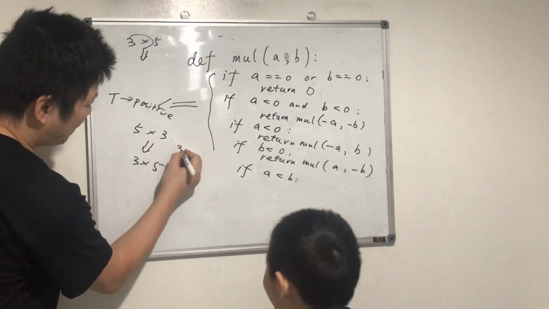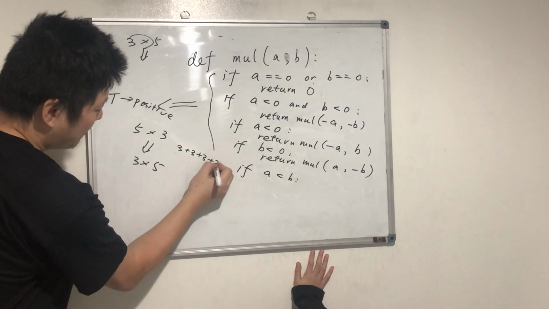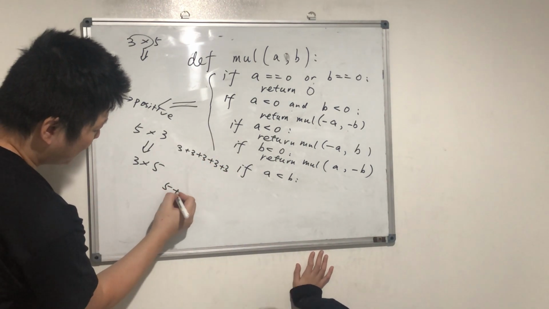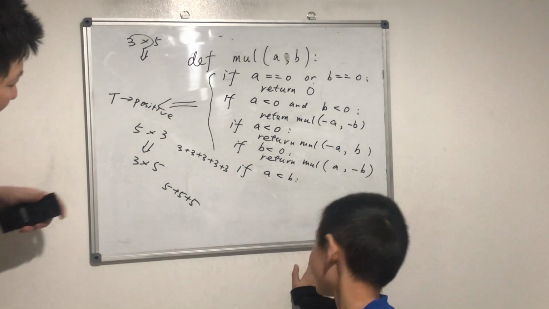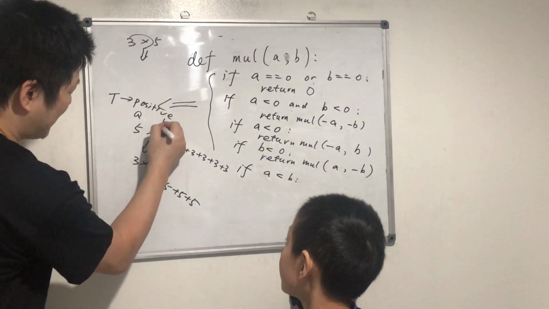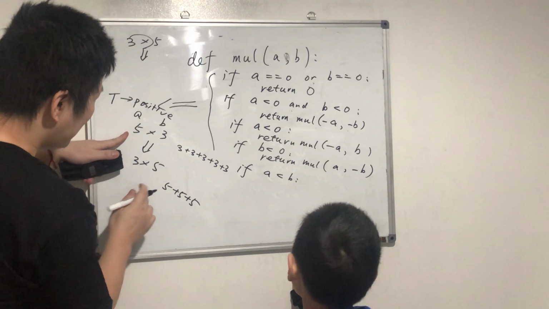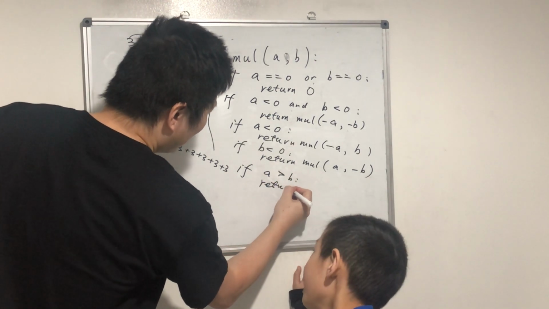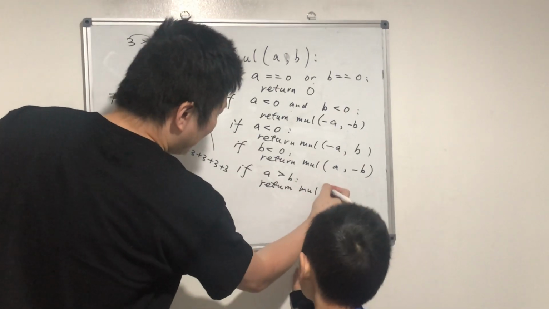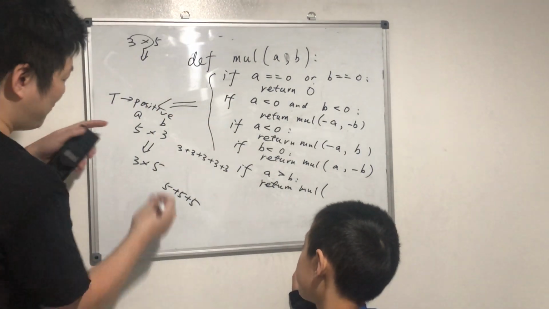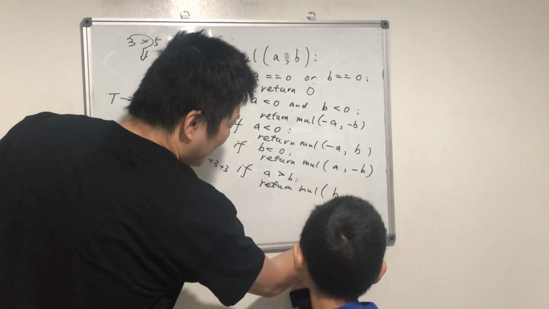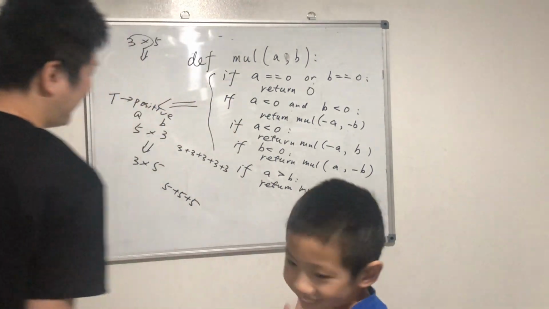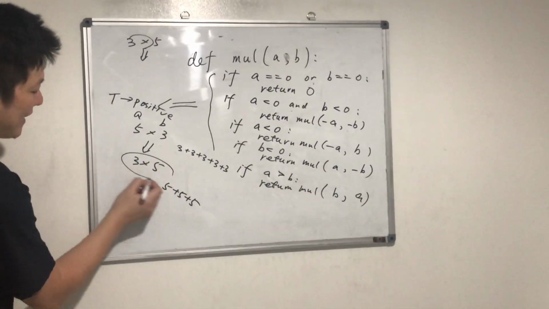So instead of 3 plus 3 plus 3 plus 3 plus 3, we want 5 plus 5 plus 5. Okay? Suppose this is A, this is B. If A is bigger than B, then return what? Multiply what? We want to multiply B. A. Well done. And now we are following these cases.